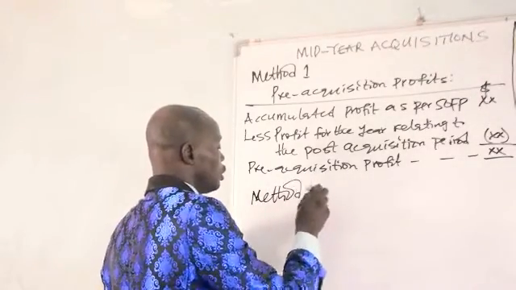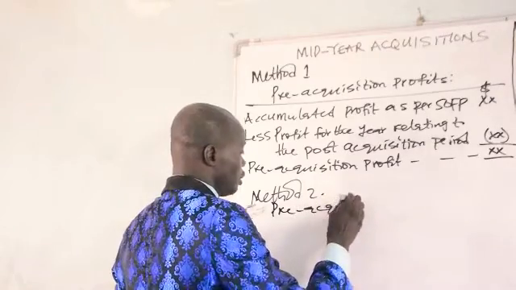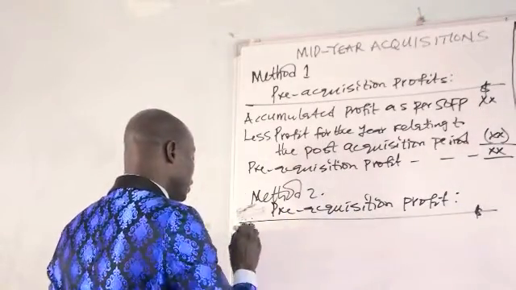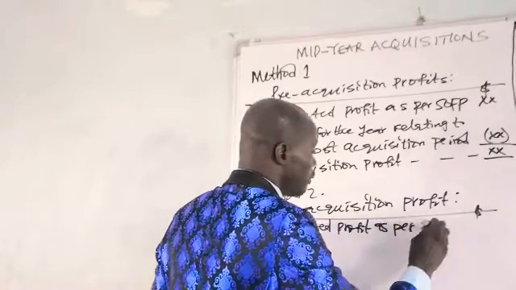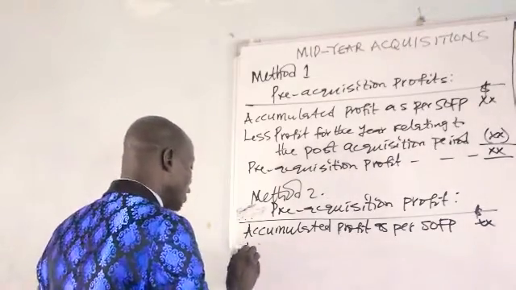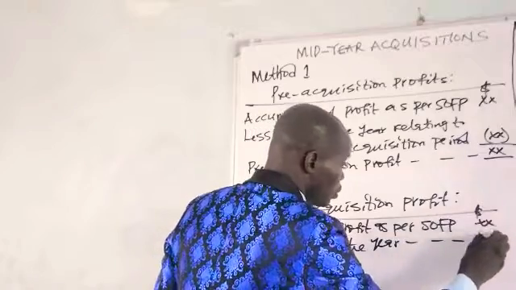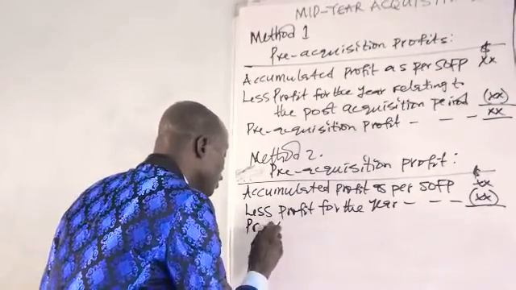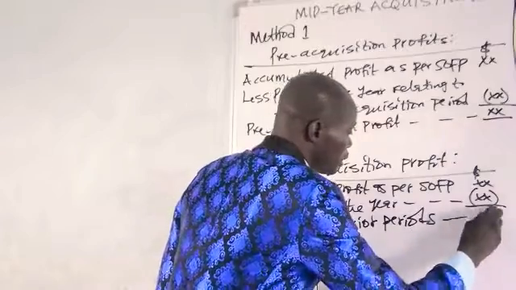Method 2. You have the accumulated profit as per the statement of financial position, less profit for the year. We are not going to apply time apportionment under this method. You just subtract the whole of the profit for the year. You now get profit for the prior periods.